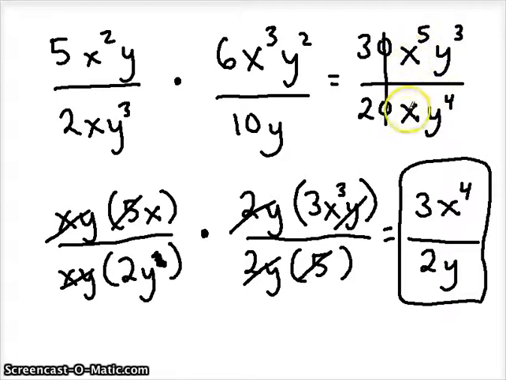Since we have 5 x's on top and 1 x on the bottom, we could cancel 1 from each and be left with 4. That's right there. And then we have 3 y's on top and 4 y's on the bottom being multiplied. We could cancel 3 from each and be left with 1 y on the bottom. So either way you like to do it, it's up to you, it's your preference.